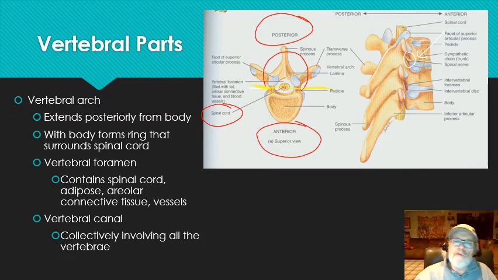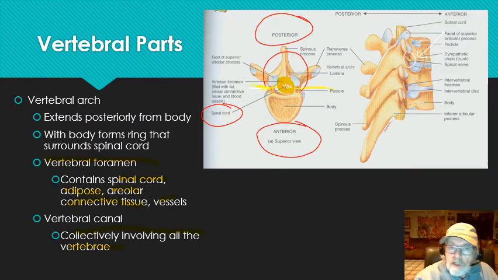So the vertebral foramen contains, when we look at some words down here, the vertebral foramen contains the spinal cord, has some fat in there, some areolar connective tissue which we know about, and some vessels, and that's the area filling in around the spinal cord. And that vertebral canal is collectively involving all the vertebrae.